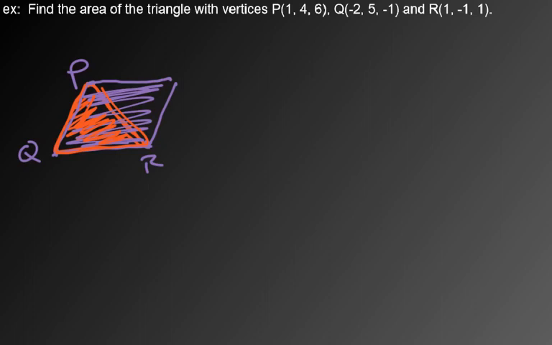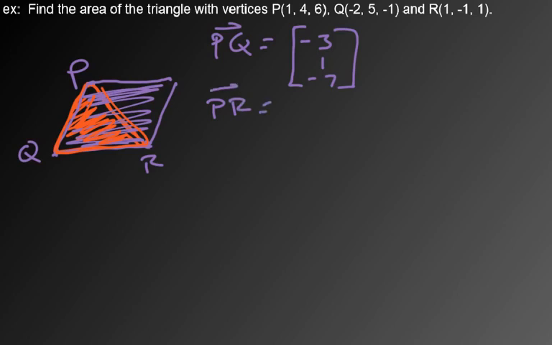So I'm going to get vector PQ, which is just Q minus P, which is going to be, let's see, and then we're going to do P, R, I guess. It doesn't really matter which ones you pick. We're going to get 0, negative 5, negative 5. And so that's these vectors, PQ, PR, right?